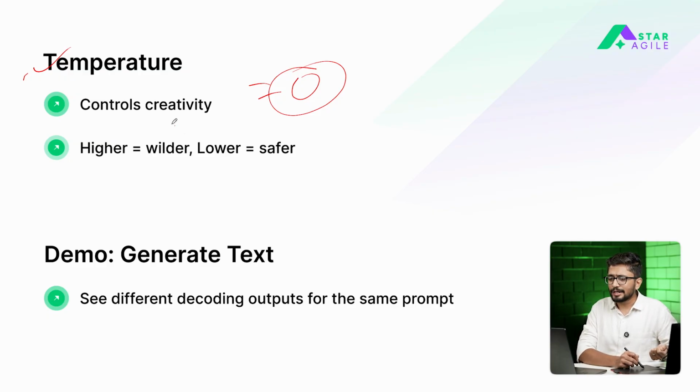The higher your temperature goes, the more the model outputs will get wilder. It will get more and more creative and start giving you responses which deviate from the previous values. And the lower you keep it, the safer your outputs will be.